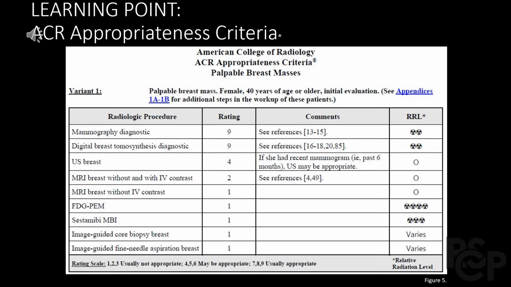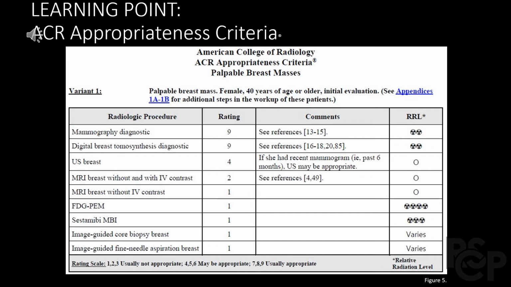At the top of the card are the relevant clinical characteristics: palpable breast mass, female, 40 years of age or older, and initial evaluation. The left column displays various diagnostic imaging modalities ranked by appropriateness based on the selected clinical characteristics. The column to the right depicts appropriateness rating as a numerical value. Radiologic procedures are ranked based on their appropriateness from 1 to 9. A procedure with a rank of 1, 2, or 3 is usually not appropriate. A rank of 4, 5, or 6 may be appropriate, and a rank of 7, 8, or 9 is usually appropriate. The column on the far right indicates relative radiation level of the radiologic procedure.